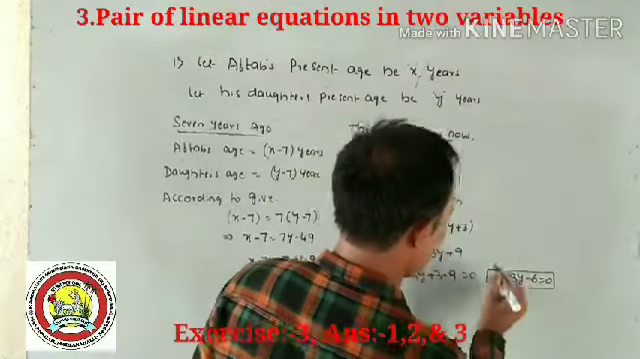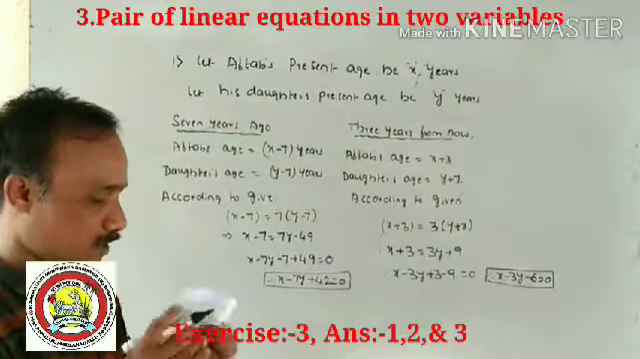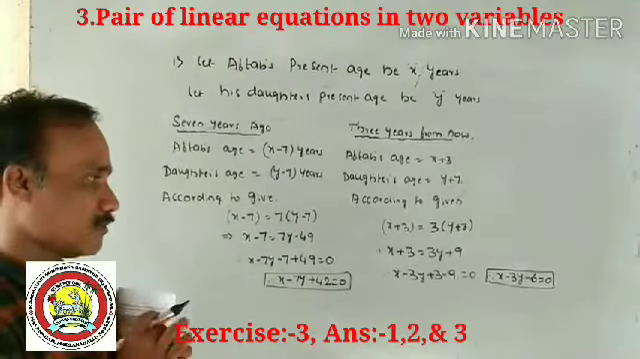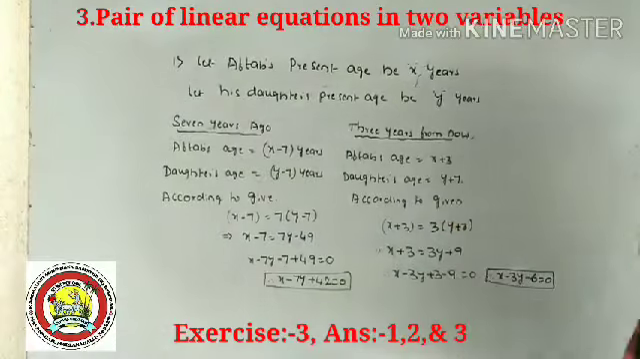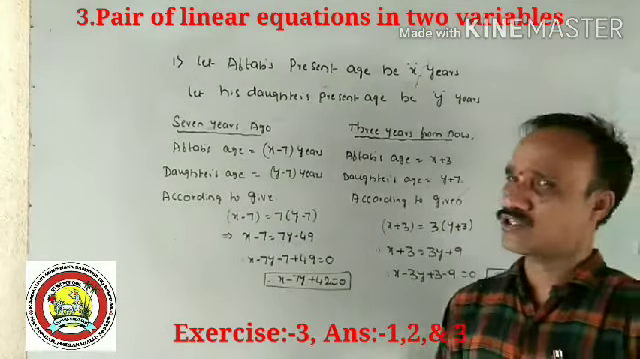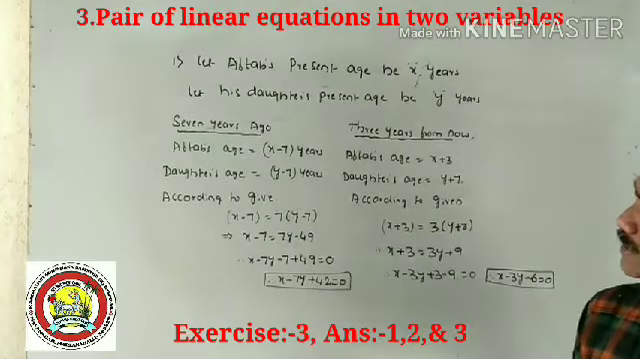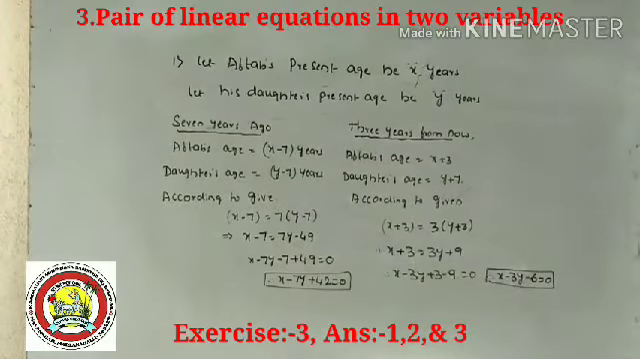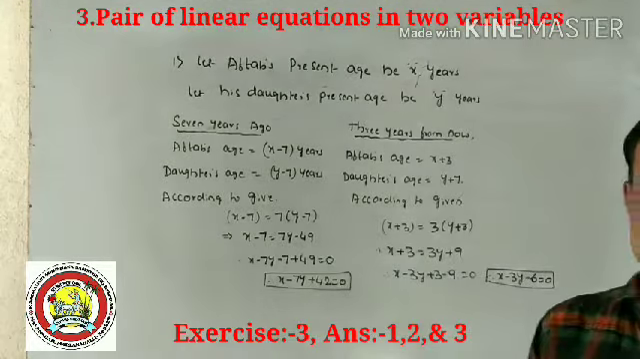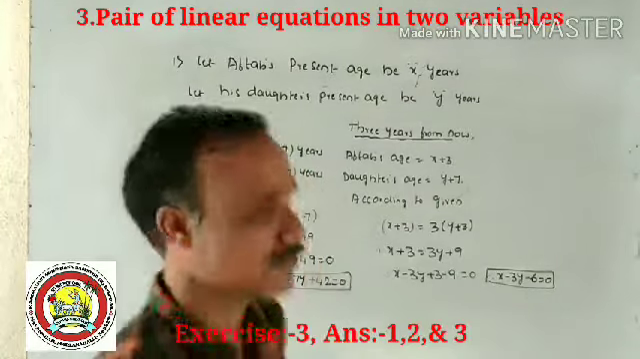These two are the equations in the form of a1x plus b1y plus c1 is equal to 0, and another one a2x plus b2y plus c2 is equal to 0. Please note this. Okay, over. Let's see the second one.